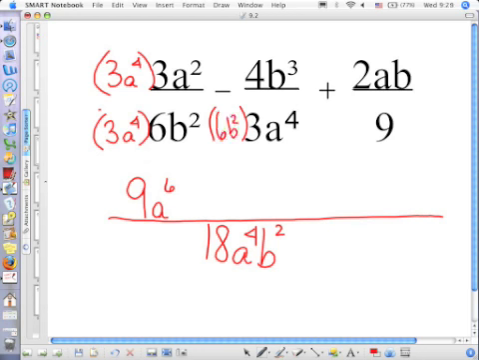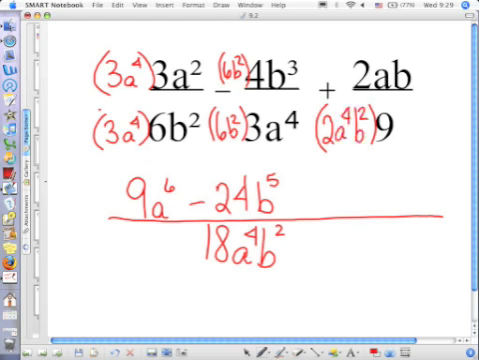6b squared. So I'm going to multiply this by 6b squared. And what am I multiplying here? 2. So I need to multiply here by 2, a to the 4th, b squared, which gives me 4. Very good. Why would you do 2, 8? How do you get that?